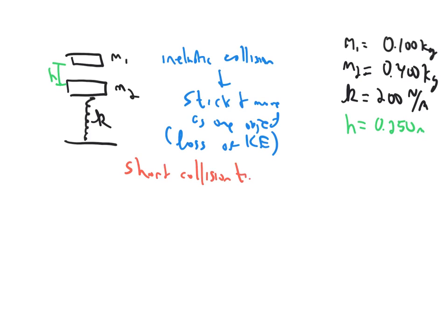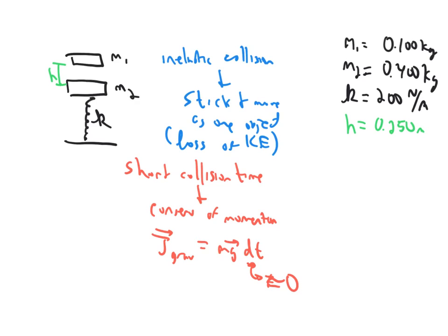The short collision time implies conservation of momentum, because what's going on here is the impulse due to gravity, which is what we'd have to worry about, is going to be the force of gravity times dt, but this is basically zero. So we can ignore that. There's no transfer of momentum from gravity during the collision, so we can treat it as a collision and not a weird complicated process.